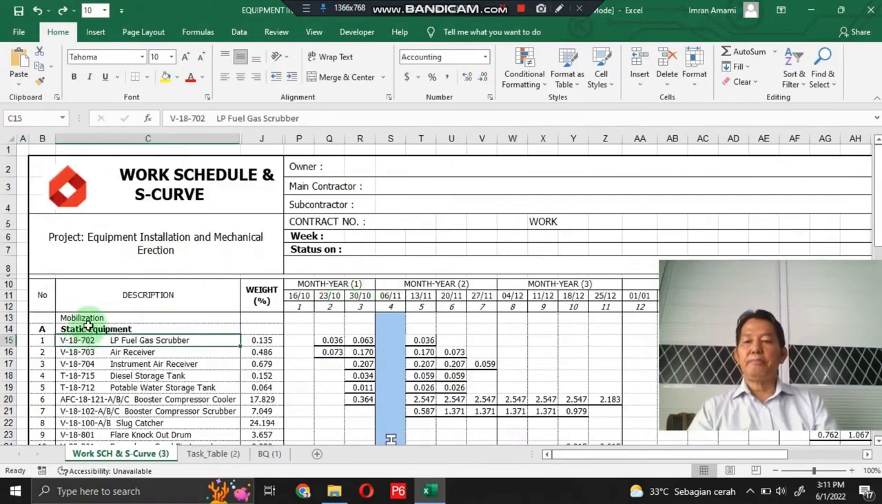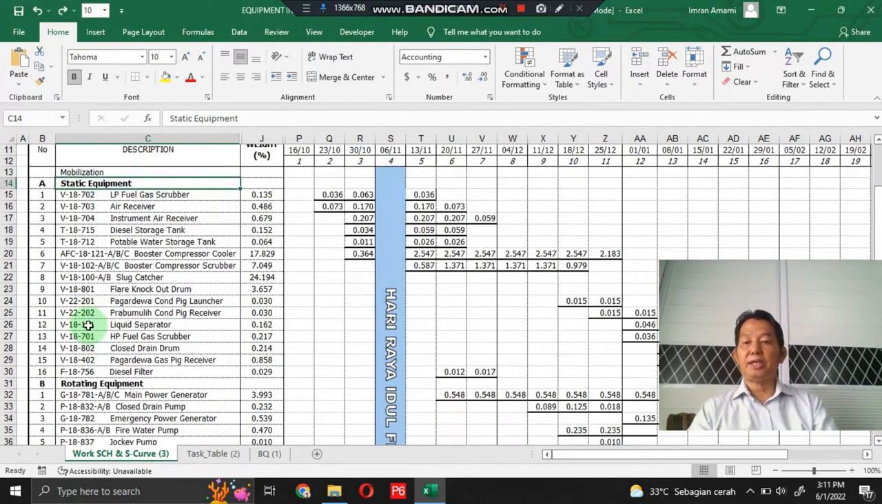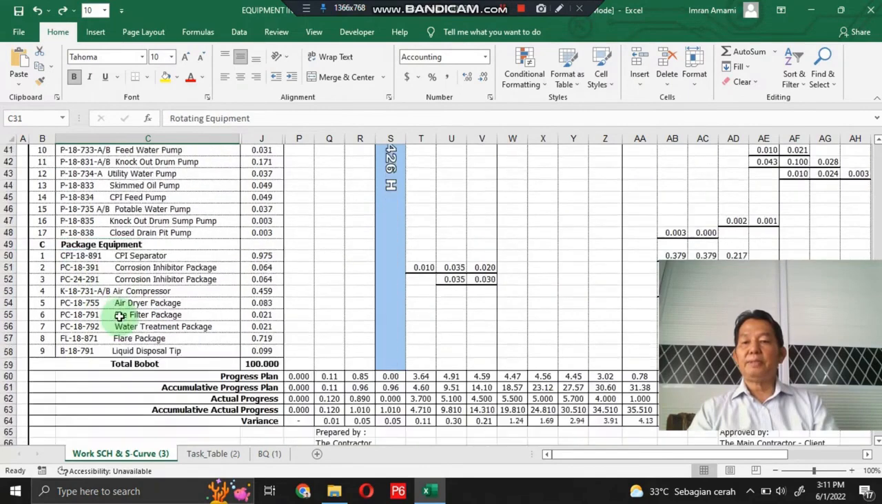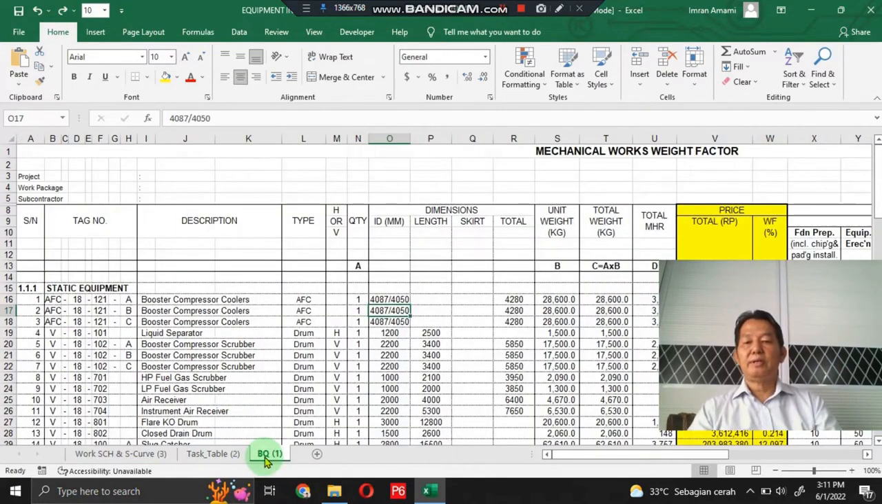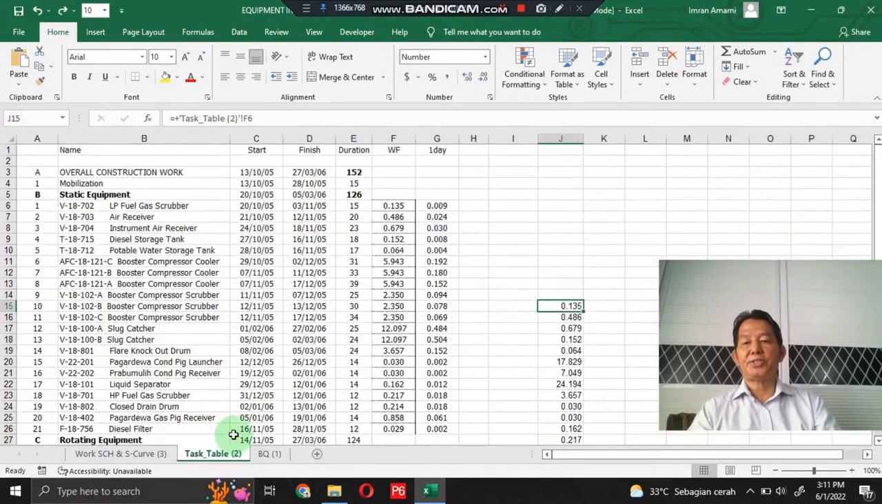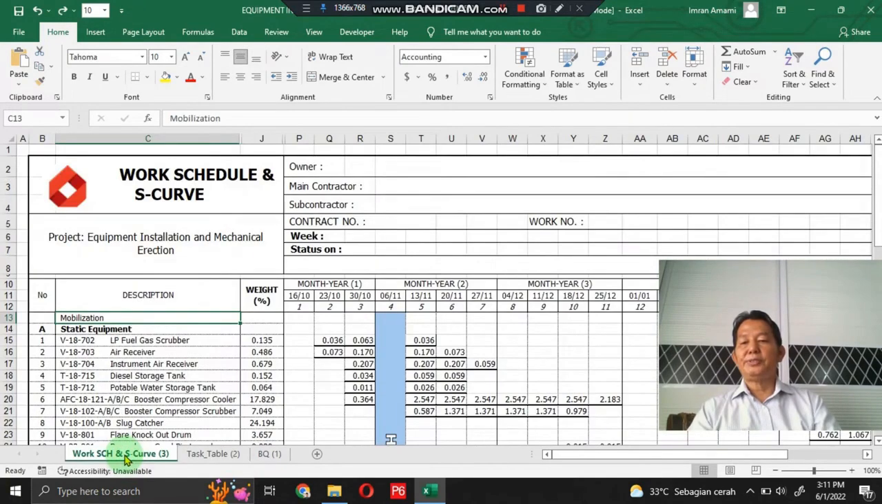There are three major kinds of equipment in this template: static equipment, rotating equipment, and package equipment. This template is divided into three main worksheets. First, bills of quantities. Second, task tables. And third, work schedule and S-curve.